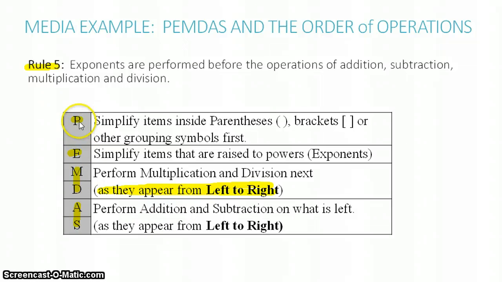Okay? So some people remember PEMDAS, and one way to remember it is, please excuse my dear Aunt Sally. That's how some people remember this for the order of operations. But remember that even though M comes before D in this mnemonic, that doesn't mean that you always do multiplication first. We always do them from left to right, similarly with addition and subtraction. So let's work some problems.